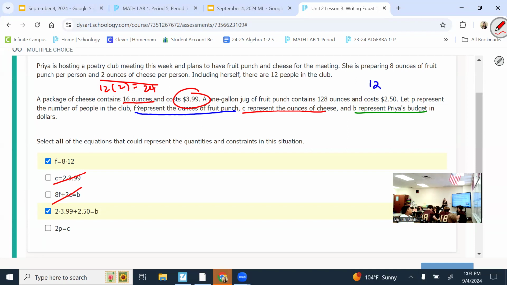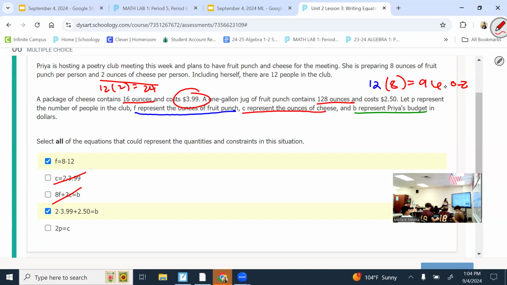So let me see how many ounces of fruit punch I need. If you want each of the 12 people to have 8 ounces of fruit punch, 8 times 12 is 96. Okay, good. And 1 gallon of fruit punch has 128 ounces. I only need 96 ounces. So how many gallons do I need to buy? Just 1. And it costs $2.50. And that's why that makes sense. So 1 times 250 would be 250. So I would take that one.